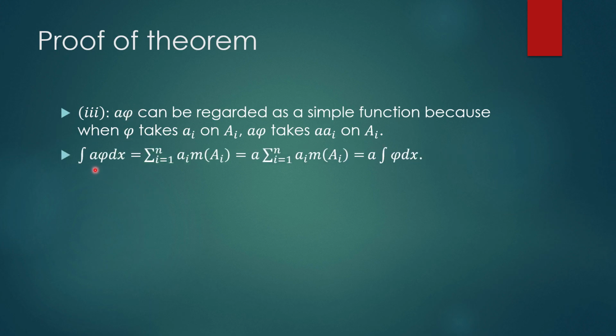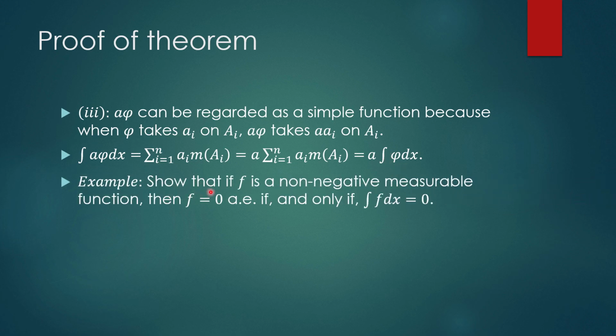So the integral of aφ dx is equal to the summation, i running from 1 to n, of a·a_i times the measure of A_i, which is exactly equal to a times the summation, i running from 1 to n, of a_i times the measure of A_i. Because this is for aφ, and this is for φ. You can take out the small a from the summation; that is simple. That is a times the integral of φ dx.